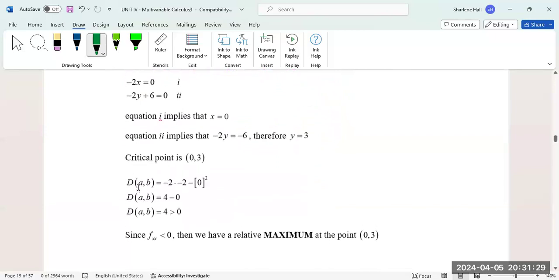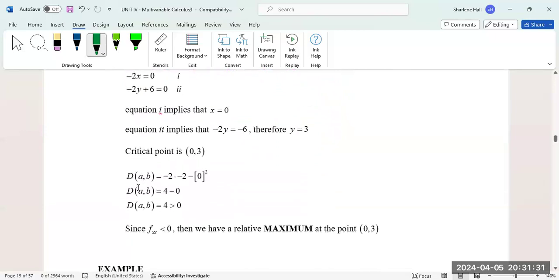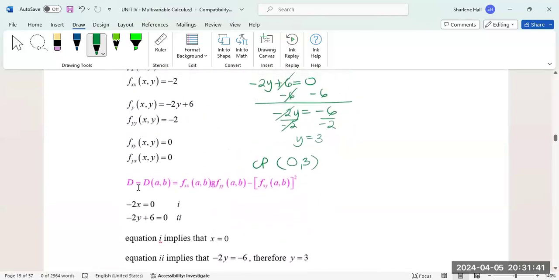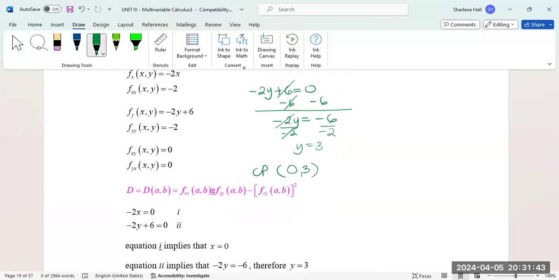And then when we substitute here now, we're going to get it to be a maximum. Why? Because the value of f double prime of x is negative. f double prime of x here is negative 2.